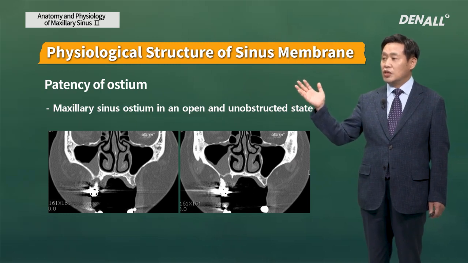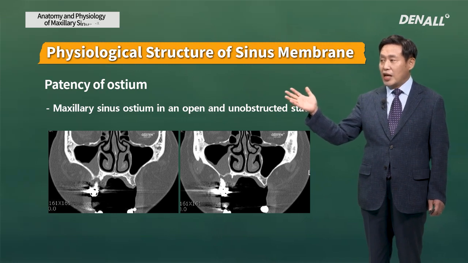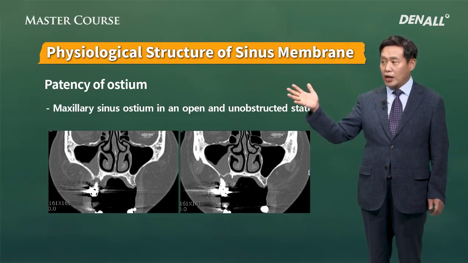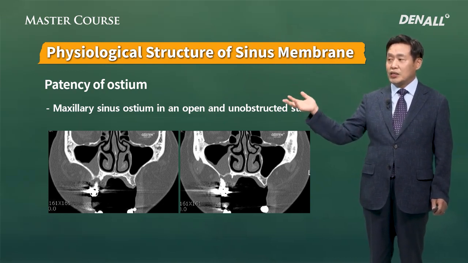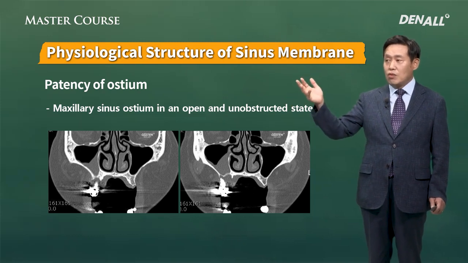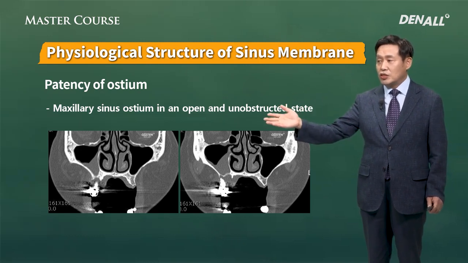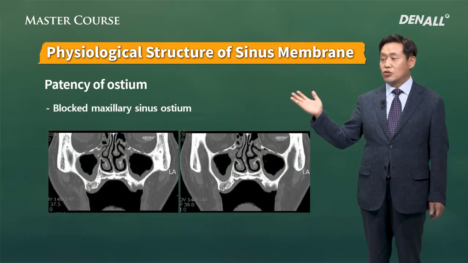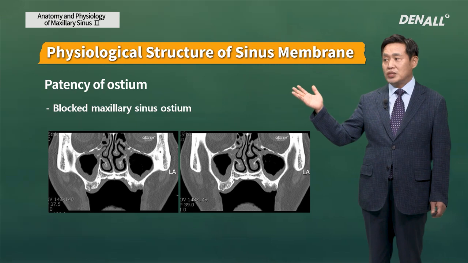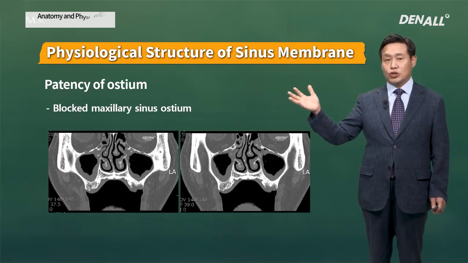In this CT coronal view of the maxillary sinus ostium, there is a little bit of mucosa thickening on one side. And the maxillary sinus ostium is open and connected to the nasal cavity, and air flows pretty well to the middle meatus. In this case, you will not have problems during the sinus surgery. However, in this patient, there's a similar level of mucosal thickening. Due to the thickening and others, the maxillary sinus ostium is blocked.